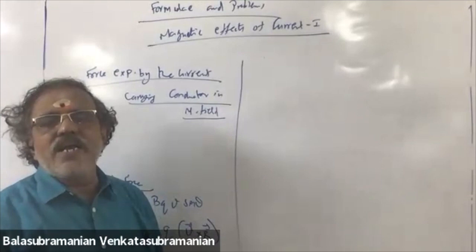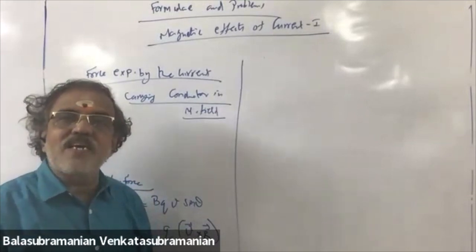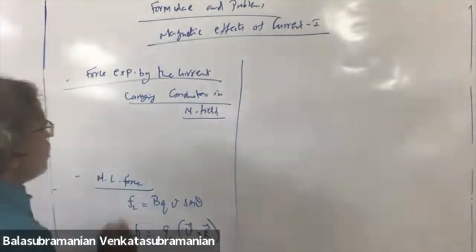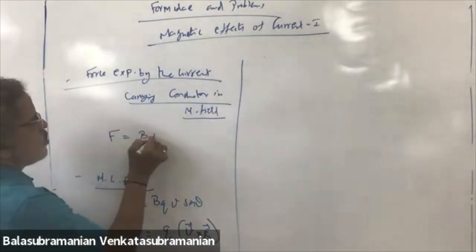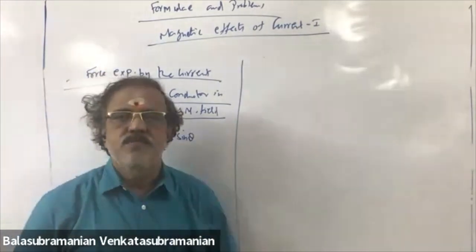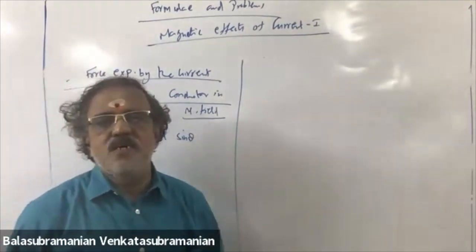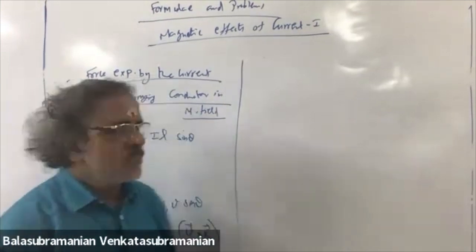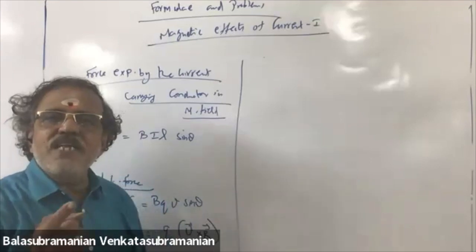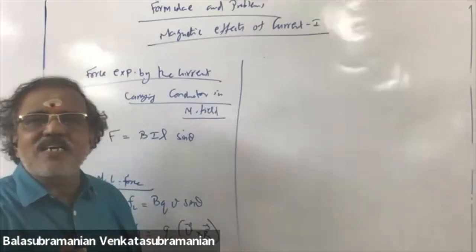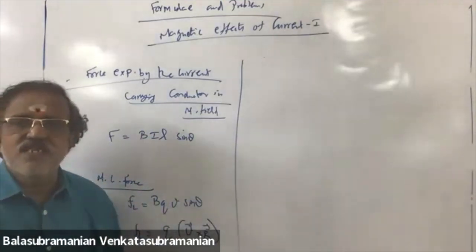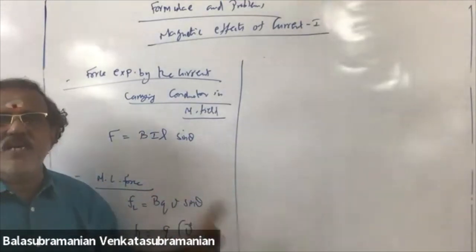I want to calculate the force experienced by the entire charges, that is electrons moving in a conductor. In that case F is equal to BIL sin theta. Here B is the magnetic induction, I the current, L the length of the conductor, theta the angle between the magnetic field and the current carrying element. Maximum value means BIL.